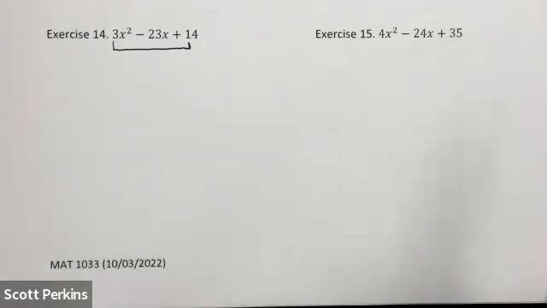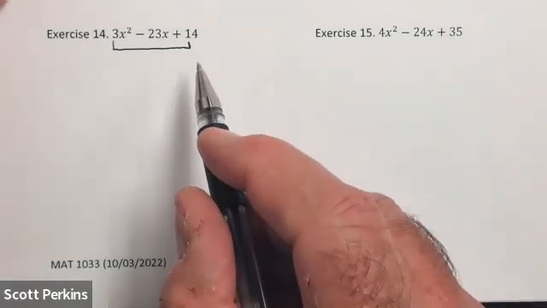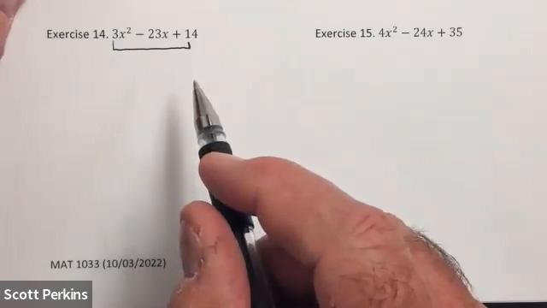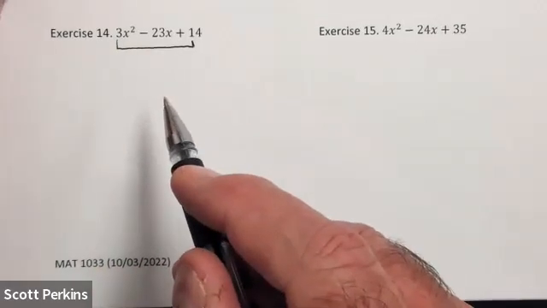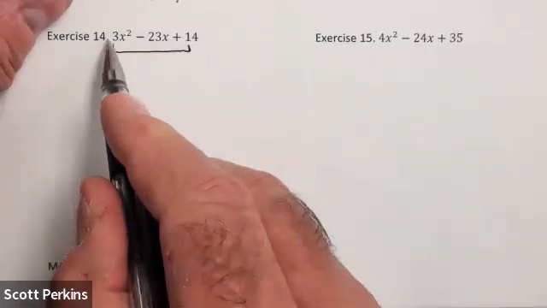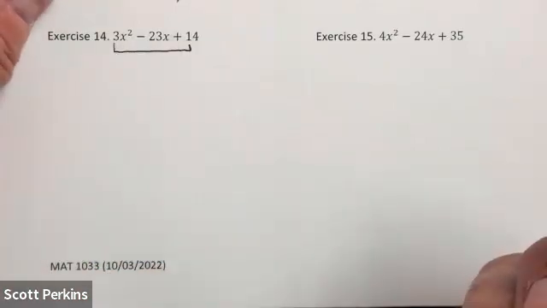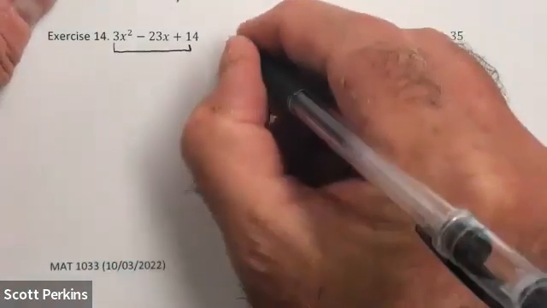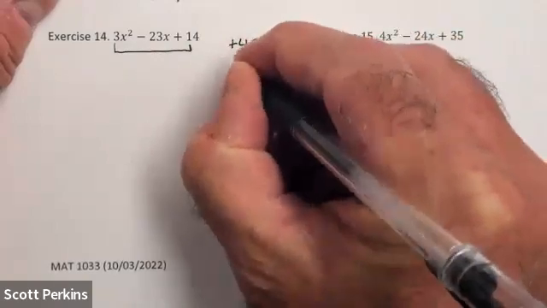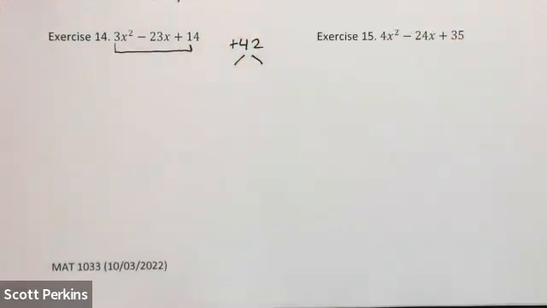All right, so let's see how you did here. I'm going to give you a little strategy because I understand sometimes numbers have awkward factors. So 3 times 14. What's 3 times 14? Okay, it's positive 42. Great. And so I need the two factors of 42 that are going to add up to negative 23.